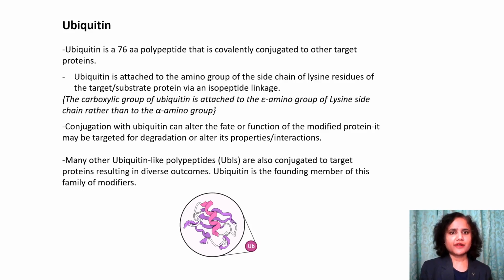Ubiquitin is a short 76 amino acid polypeptide that is covalently conjugated to the target proteins. Ubiquitin is attached via its own C terminus to the amino group of the side chain of lysine residues of the target substrate protein via an isopeptide linkage. The carboxylic group of ubiquitin is attached to the amino group of the lysine side chain rather than to the alpha amino group.